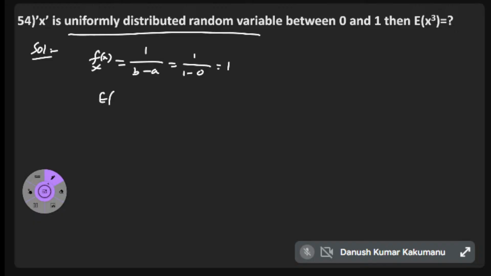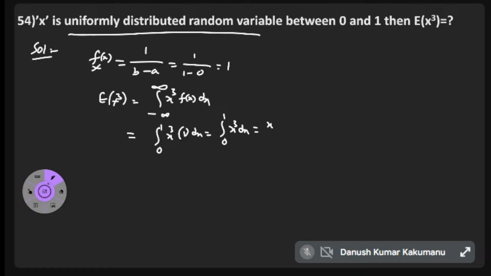E of x cube. If x is a continuous random variable, what is the E of x cube? Minus infinity to plus infinity x cube into f of x dx. What are the useful limits here? 0 to 1, x cube. f of x is what here? 1 dx. 0 to 1 x cube dx. What is the result of this one? x power 4 by 4. Limits are from 0 to 1. 1 by 4 is the answer.